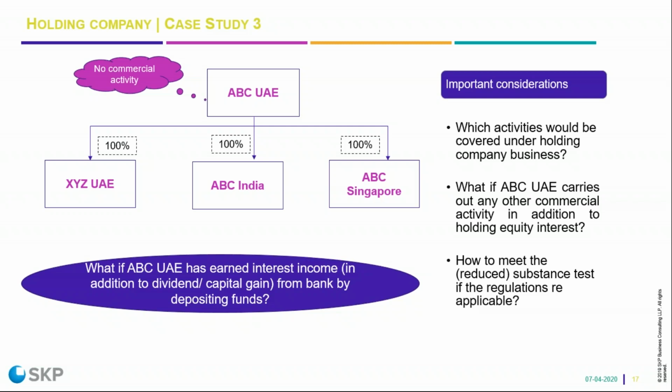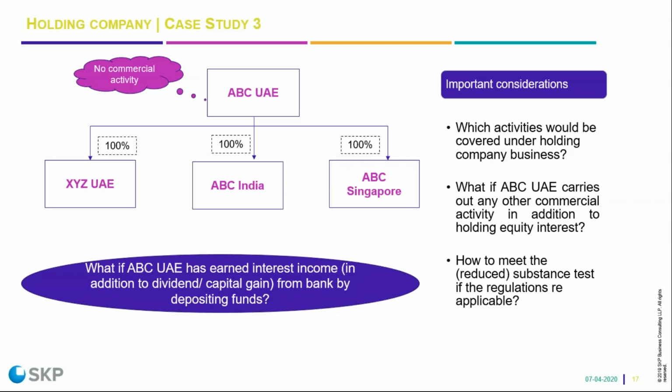One very important question with respect to the holding company is what if the ABC UAE has earned interest income? Let's say the regulation says that ABC UAE should derive income only from capital gain and dividend. All right, I have an ABC UAE which is only deriving income from dividend and the capital gain. But with all those income, let's say if it parks that income into a bank, into a deposit, and it earns any interest income on that dividend and capital gain money which was placed with the bank.